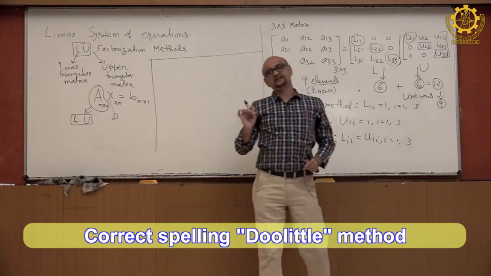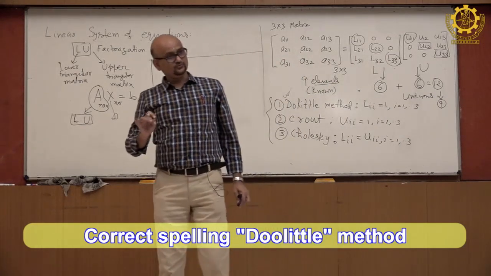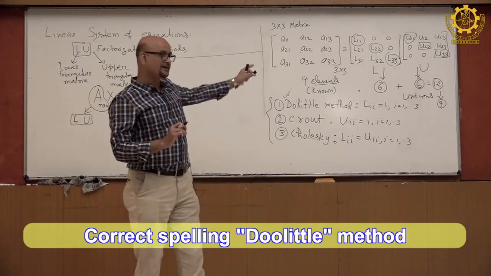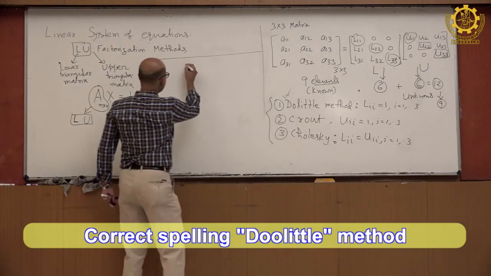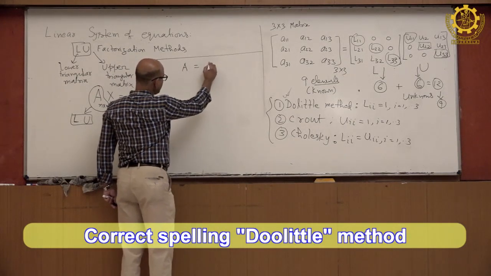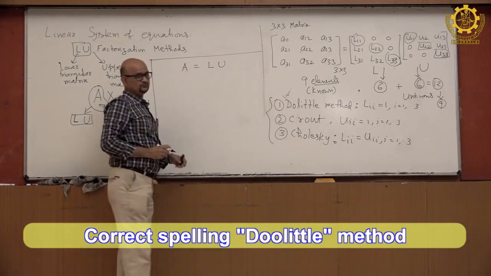Now let us see what will happen. By these 3 methods you can factorize this coefficient matrix A to L into U. Okay? That we will see by example also. Now that means I have factorized A to L into U.